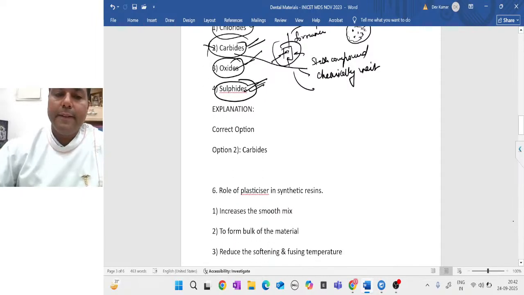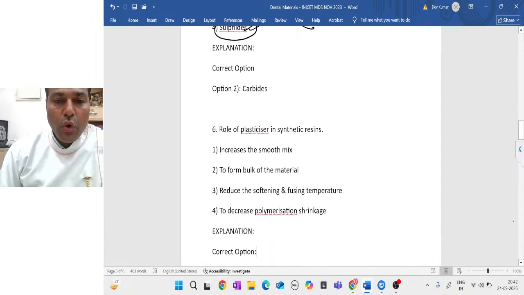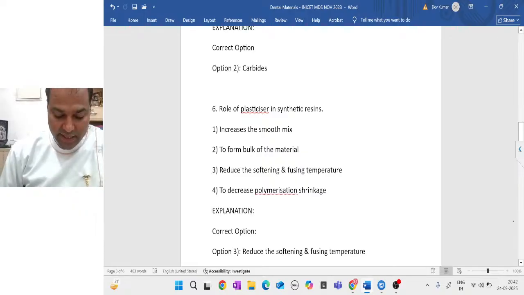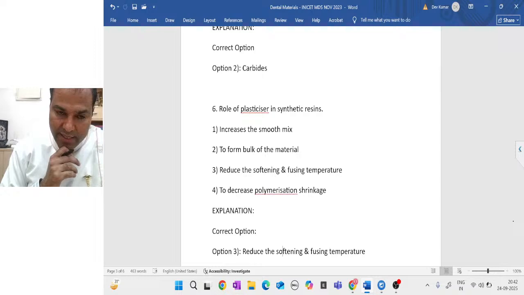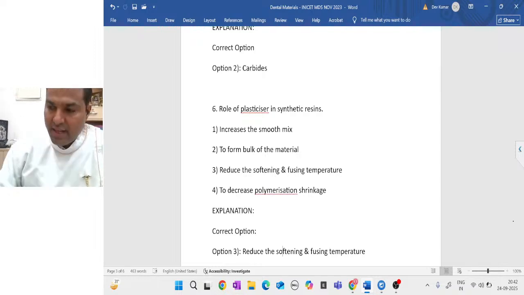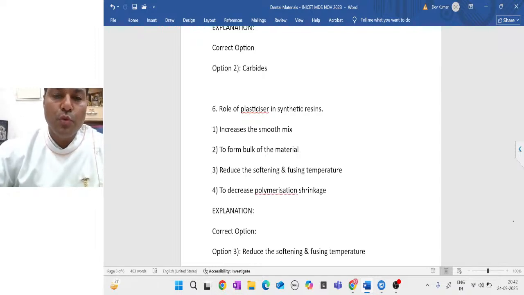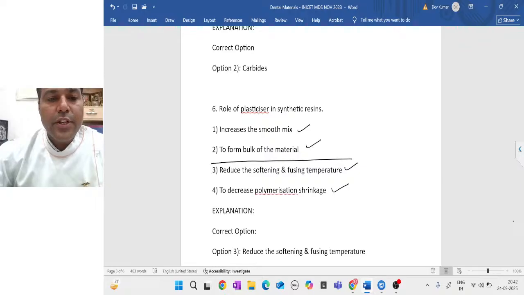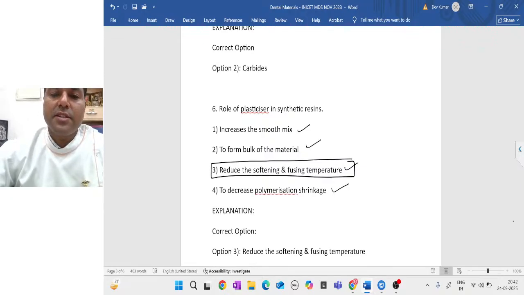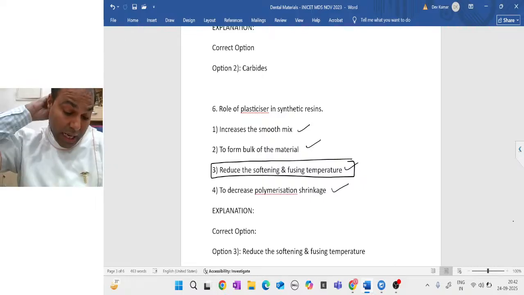Clear? Then what is the role of plasticizer in synthetic resins? When we are talking about the plasticizer in synthetic resin, the choices are: increases the smoothness of the mix to form the bulk of material, reduce the softening and the fusion temperature, and decrease the polymerization shrinkage. So the best answer here is reduce the softening and the fusion temperature of the resin. Now we will understand the plasticizer.